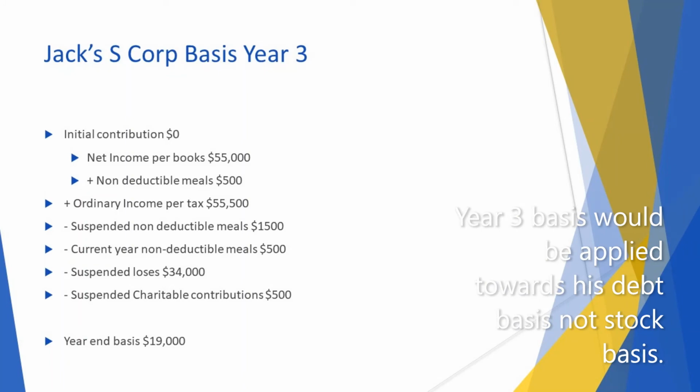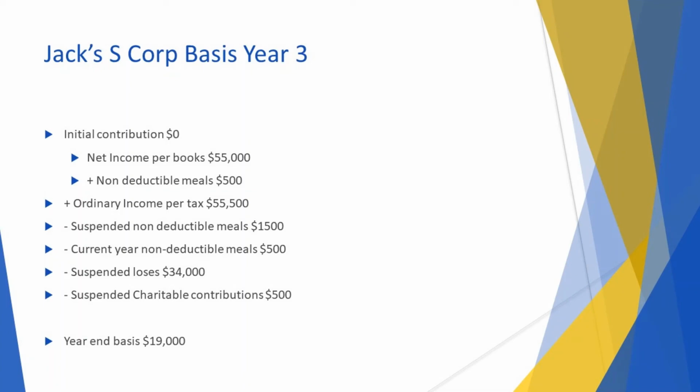Had Jack taken distributions in year 3, we would have to reduce his basis prior to considering his suspended items. Remember that cash in the bank and basis don't go hand in hand. As soon as you add liabilities to the balance sheet, your cash will go up, and that can cause distributions in excess of basis. Doesn't matter if it's unpaid payroll taxes, sales tax, credit card debt, or a bank loan.